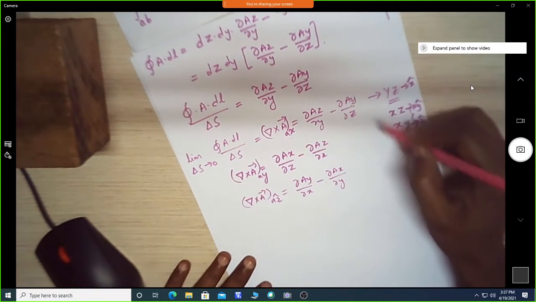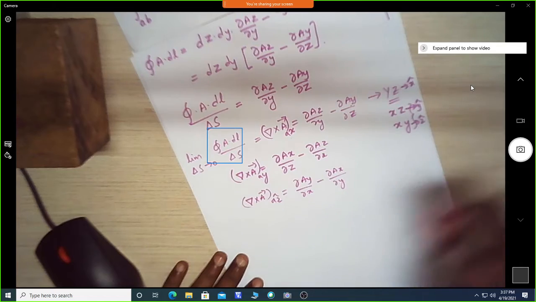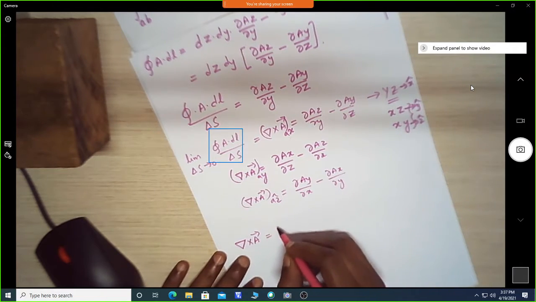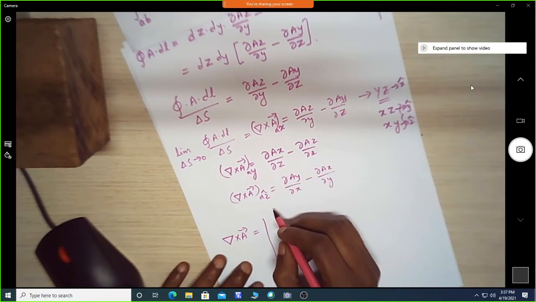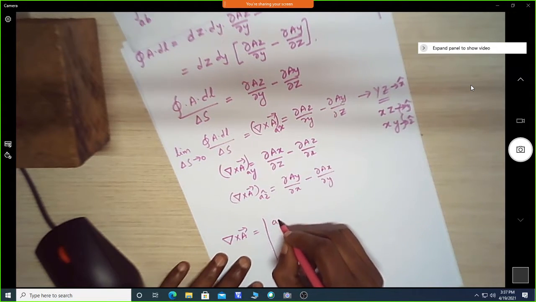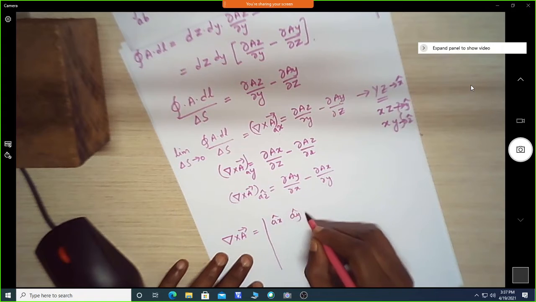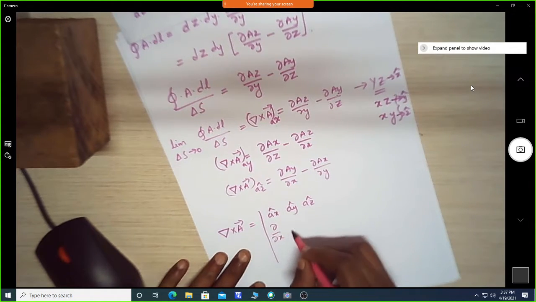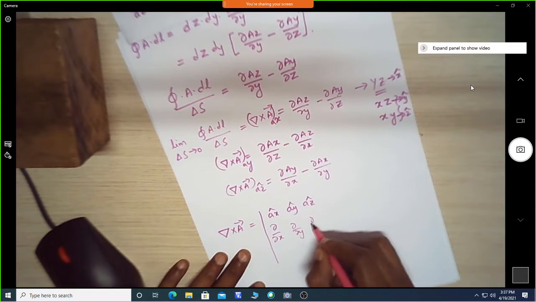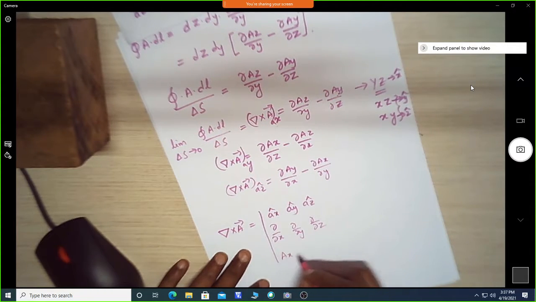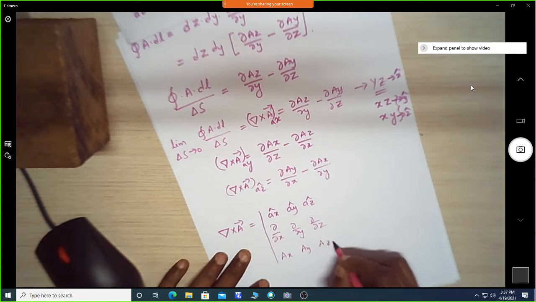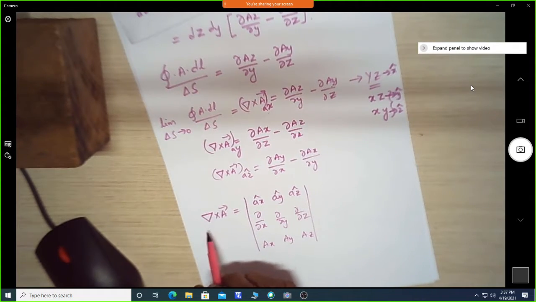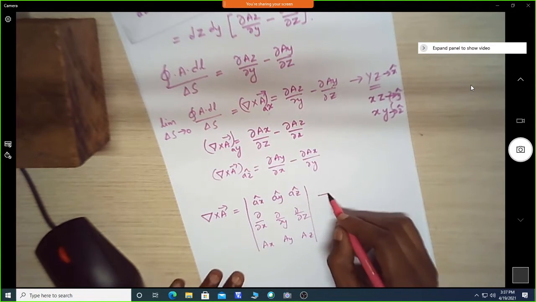So now all the planes, or all the unit vectors, we can combine and write in the coordinate system. Del cross A in matrix form is ax, ay, az, then del by del x, del by del y, del by del z, then Ax, Ay, Az. So this is the curl of a vector A in the Cartesian coordinate system.